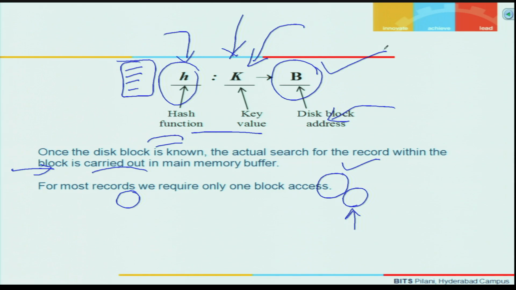Of course, in the indexing technique, which we are going to discuss in the next classes, how many block accesses are required to access a record depends on the indexing technique you are using, the indexing structure that is being used, and so forth. Whereas in the case of the hashing technique, in most cases only one block access is required.